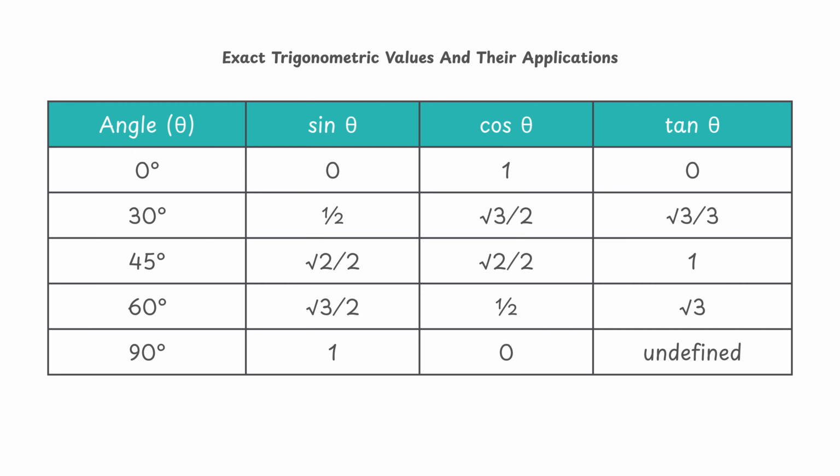Now remember this clearly, these are exact values. So instead of writing decimals, we use fractions and square roots. This is very important in exam questions, especially when they ask for answers in exact form. So take time to become familiar with this table, because it will help you solve trigonometry problems faster and more accurately without always using a calculator.